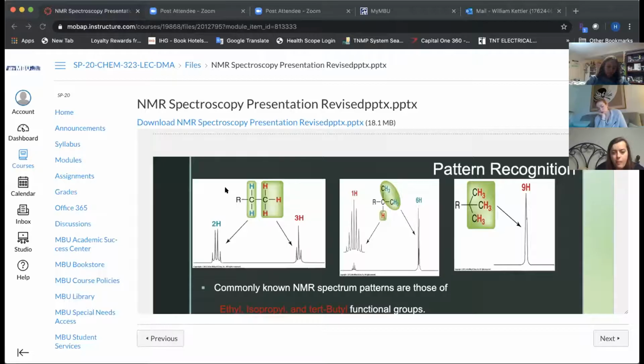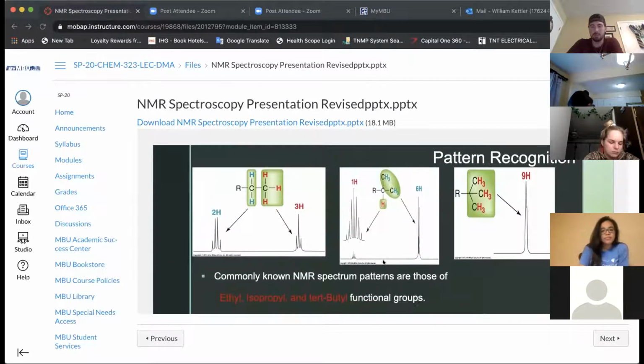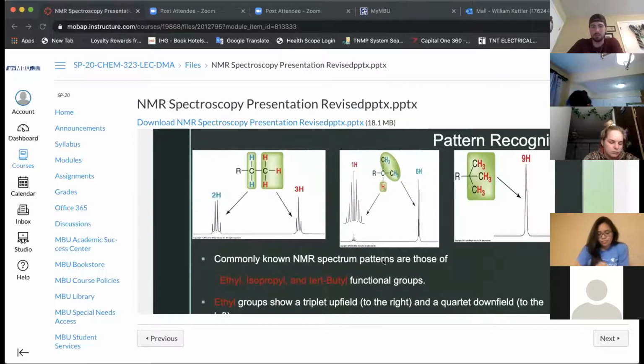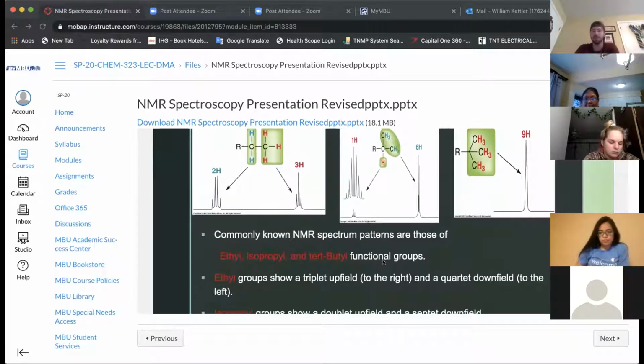After coupling constant, you had pattern recognition and then complex splitting. So you did the complex splitting. Right. I don't know why it didn't come up on mine. That's weird. And you had the proton as well, but I don't think I saw it on your PowerPoint, but that's okay. So commonly known NMR spectrum patterns: ethyl groups, isopropyl groups, and tert-butyl functional groups.